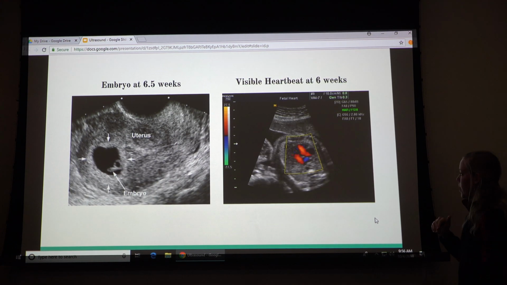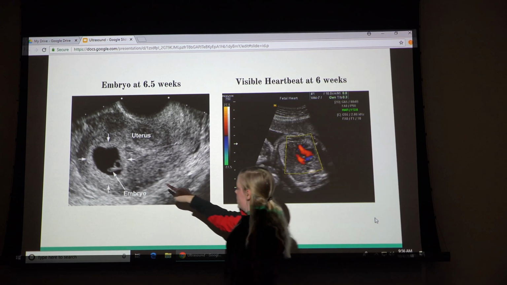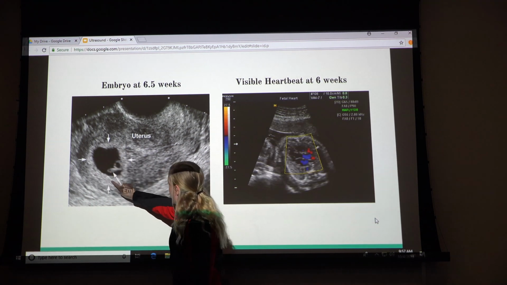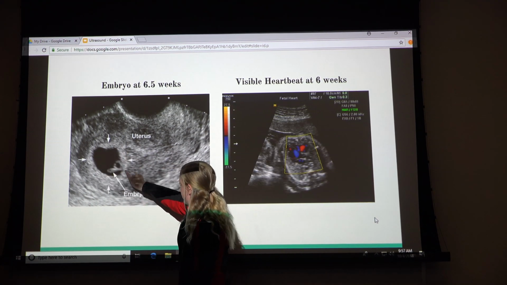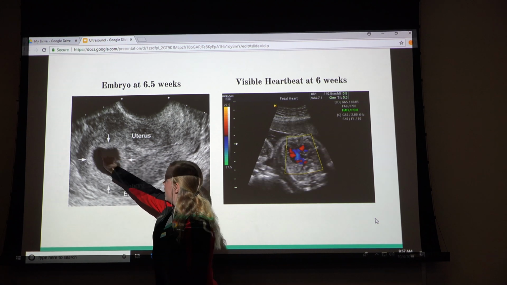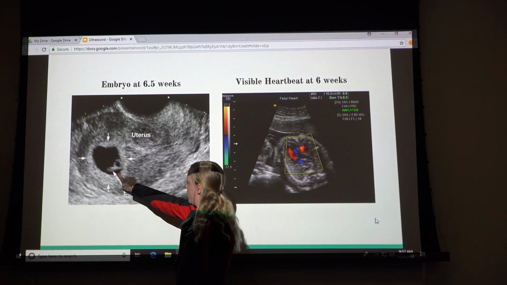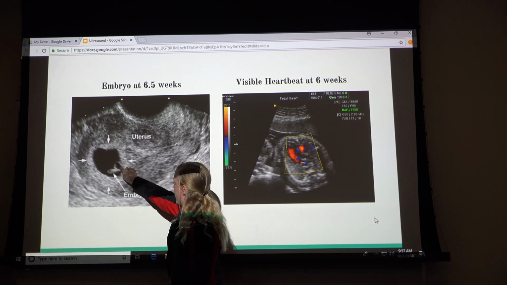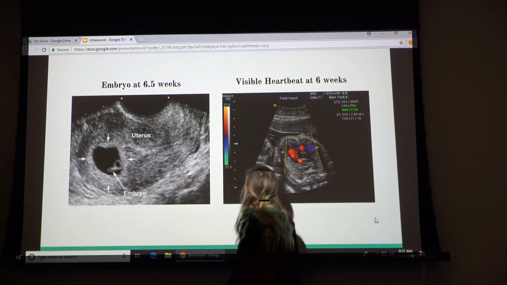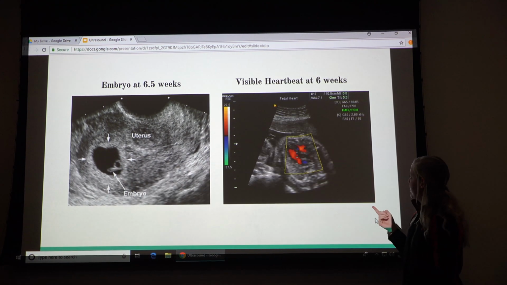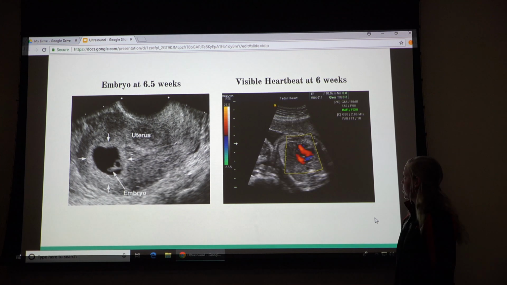And then here we have an embryo at 6.5 weeks. So these arrows are pointing to this white kind of line. That's the uterus. And then we have the outline of the gestational sac with the embryo here, this little circle, and the yolk sac attached here. And then here is a visible heartbeat at 6 weeks on one of the Doppler ultrasounds.